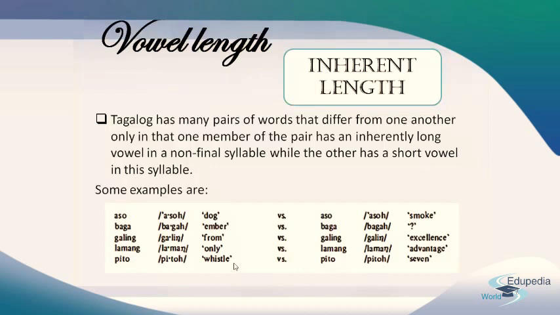Again, it depends on how you speak the word. When you have a short and a long vowel, the meaning of each word may be changed. Again, for example, the word galing, from, and galing, excellence. So, aso, aso. Baga, baga. Galing, galing. So, it's different, right?